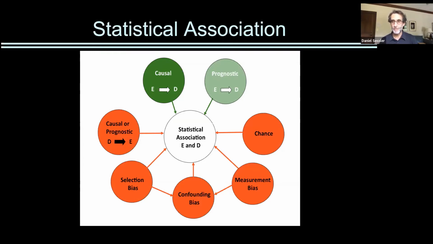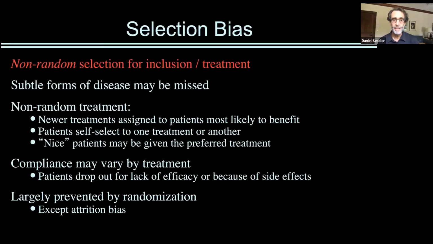Statistics have limited ability, though, to detect selection bias, confounding, and measurement bias. So that's mostly what I want to talk about now. Selection bias occurs when you have non-random selection for inclusion and treatment. And it has to be non-random to be a bias. So let's say you're doing a retrospective analysis, you're looking for people who have a particular disease. Okay, but subtle forms of the disease might be missed, but people actually do have the disease and that affects the outcome.